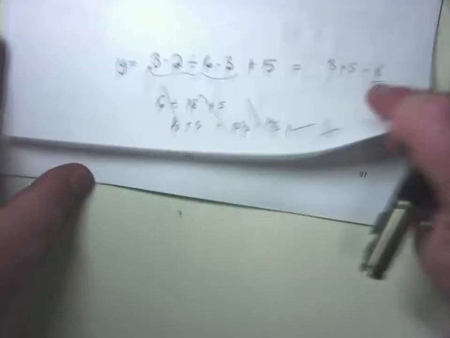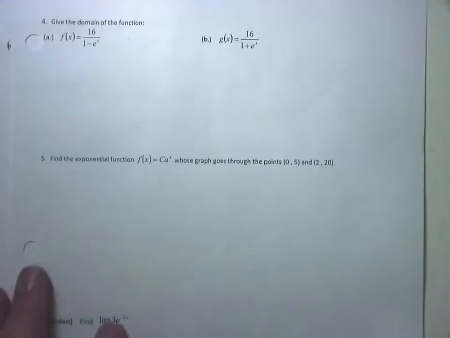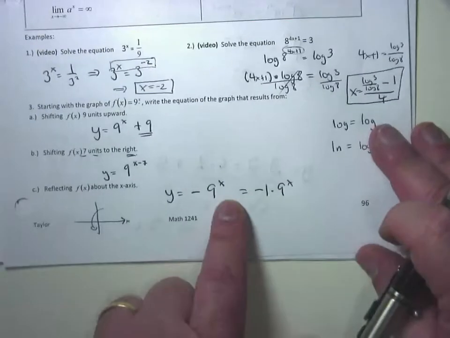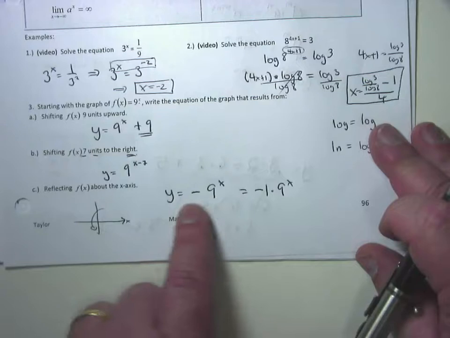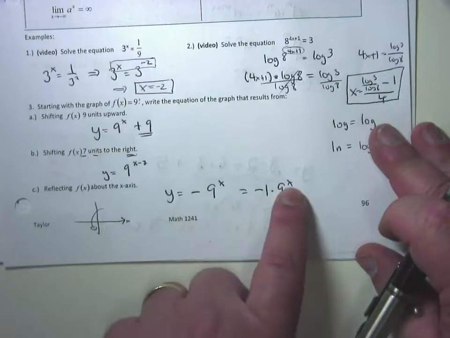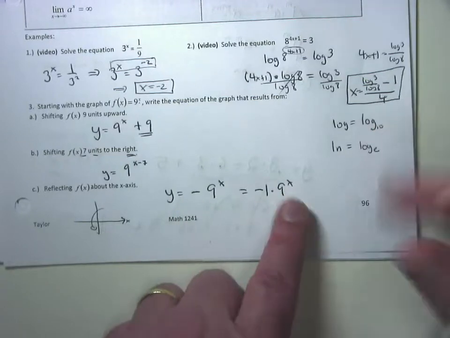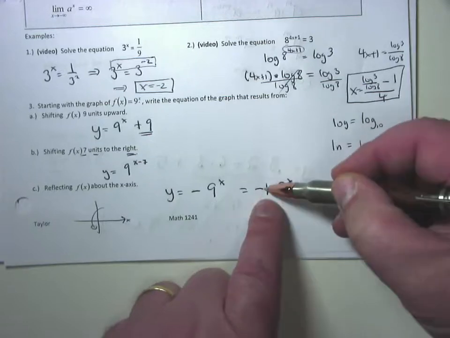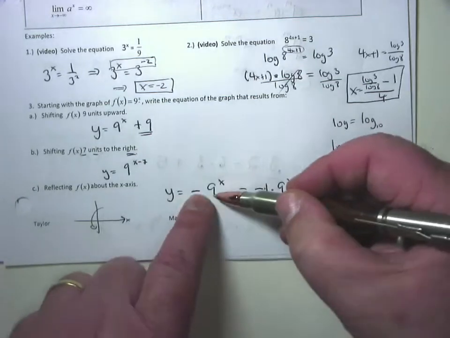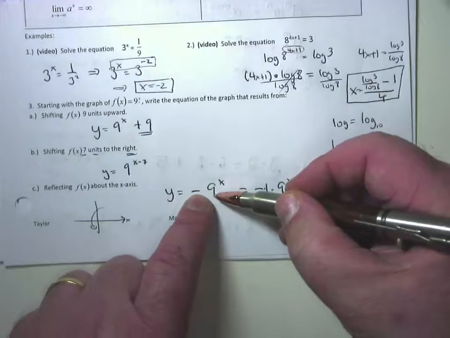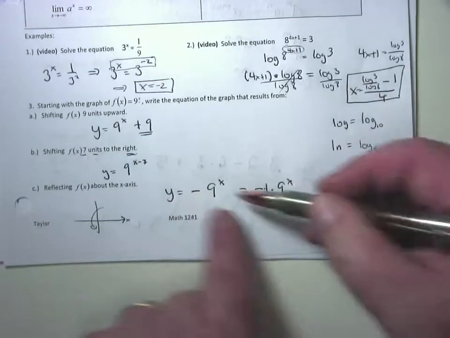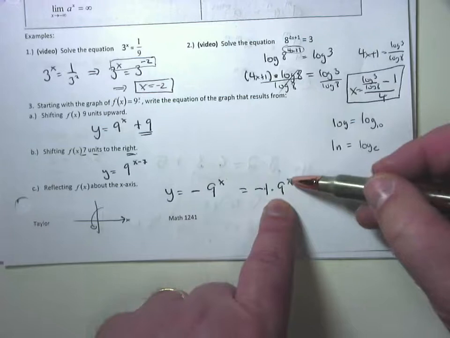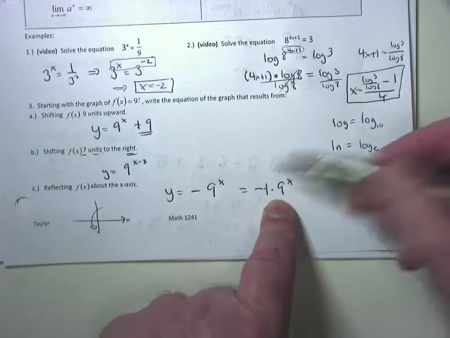So again, this is a review section here. Here's the thing. When I look at a problem like this, it's -1 times 9 to the x. Because of order of operations, you have to raise the 9 to the x first and then multiply by -1. You don't multiply first. This is not -9 quantity to the x power because there's no parentheses here. It's 9 to the x because exponents come first, and then multiply by -1. That flips it upside down.